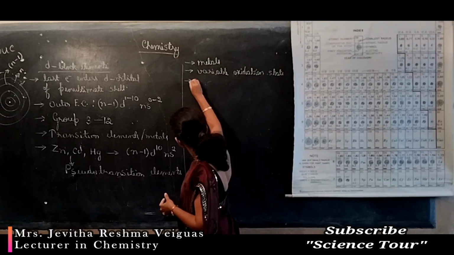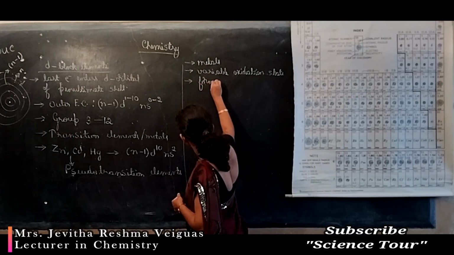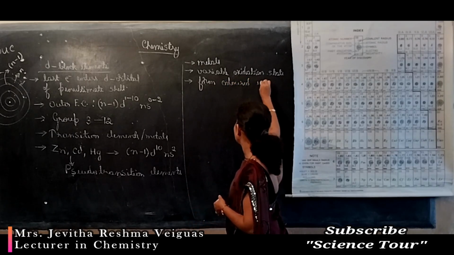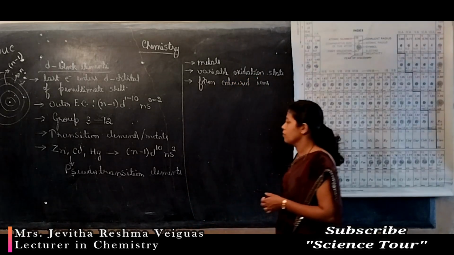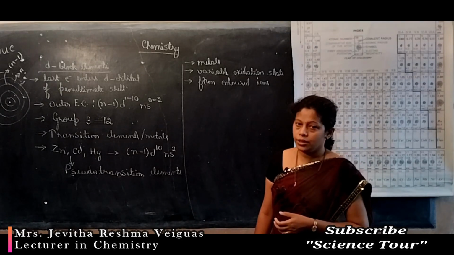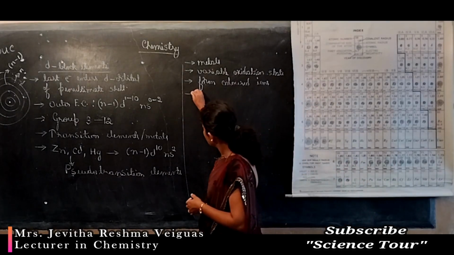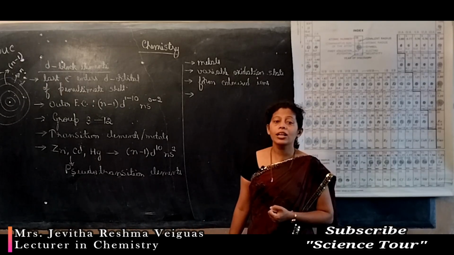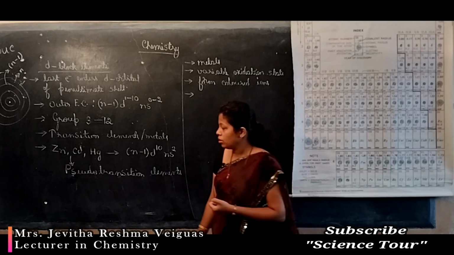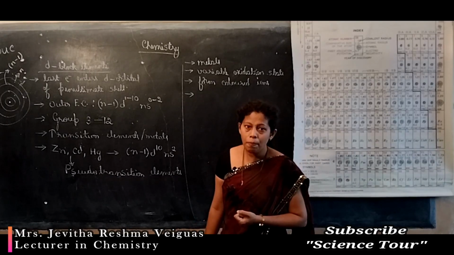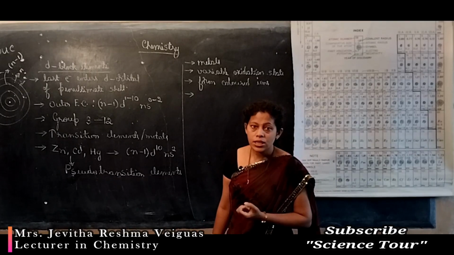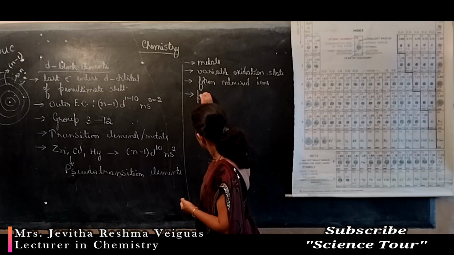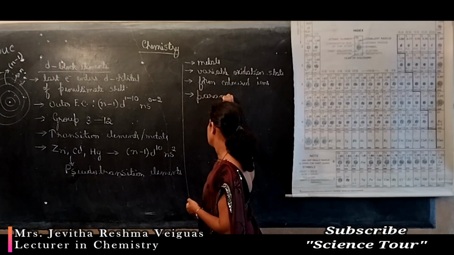Generally, these elements form colored compounds, or they form colored ions. They are colored, and these elements have unpaired electrons, meaning orbitals are partially filled here. Since they have unpaired electrons in the orbital, they are generally paramagnetic.